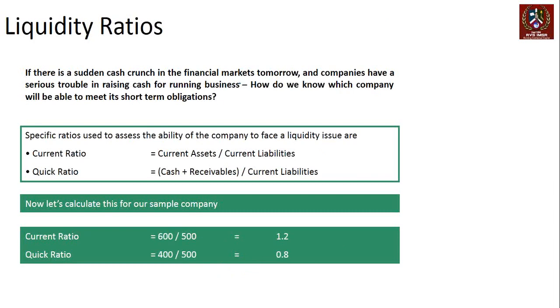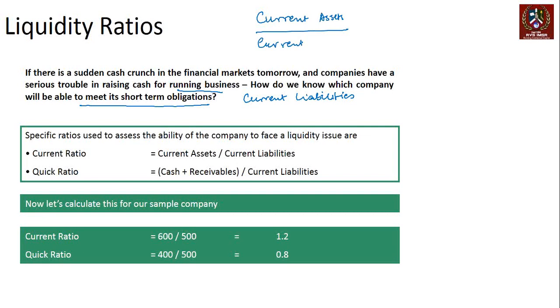Now, if you have a sudden cash crunch in the financial markets tomorrow and companies have serious trouble in raising cash for running businesses, how do you know which company will be able to meet short-term obligations? Short-term obligations are current liabilities. So you have to meet your current liabilities. Effectively, you can only meet your current liabilities by your current assets. So current assets provide a sort of cover for your current liabilities, and that is what you are trying to calculate here. The first ratio is called current ratio, which is current assets divided by current liabilities.